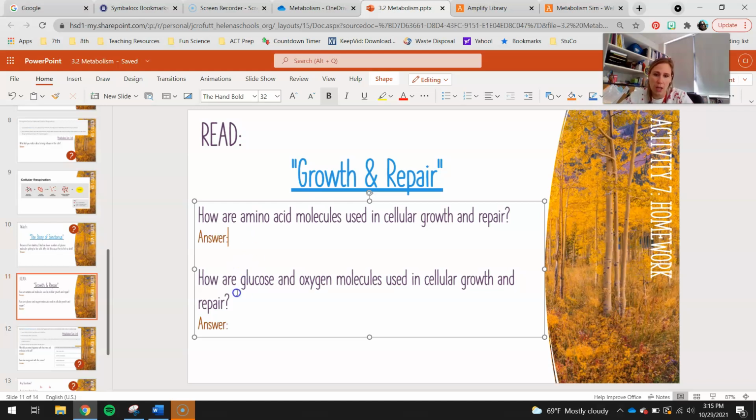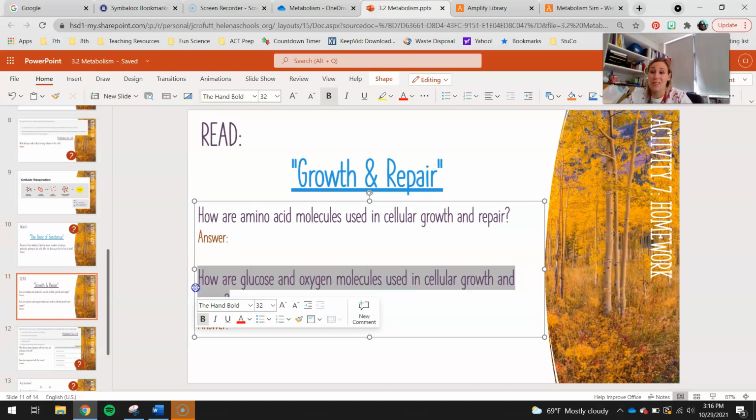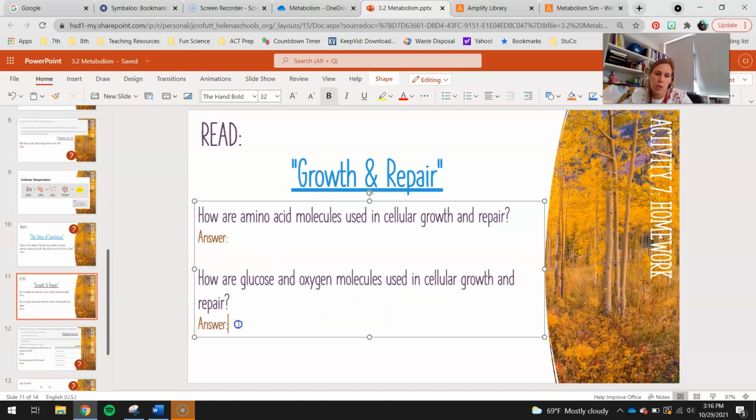And then how are glucose and oxygen molecules used in cellular growth and repair? So why are they important? I mean, obviously we need amino acids for growth and repair, but why do we need glucose and oxygen for growth and repair as well? So talk about that. And again, both of those come from the article. So check back to your article if you need help. That's the first part of your homework today.